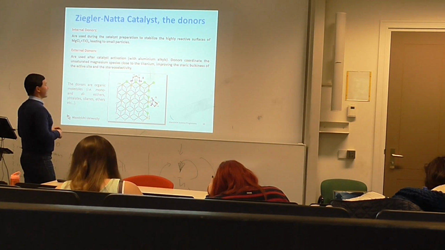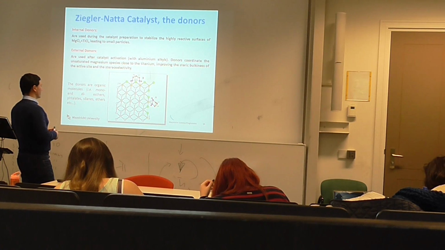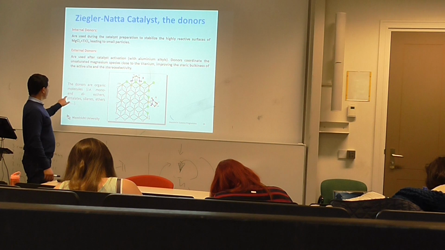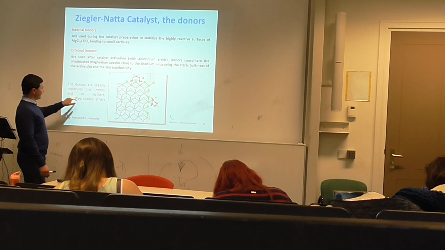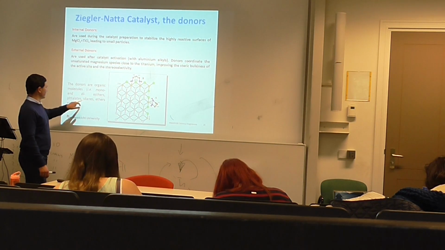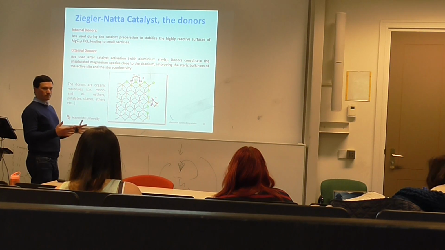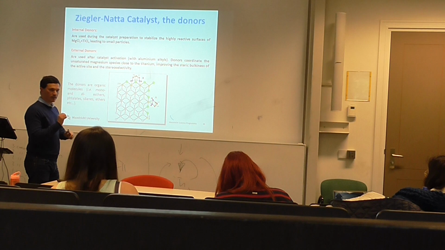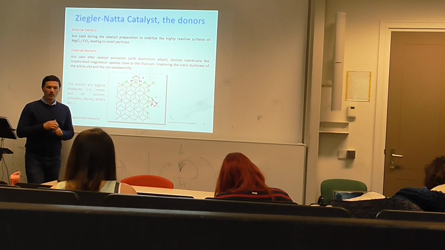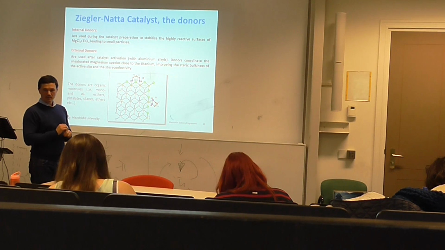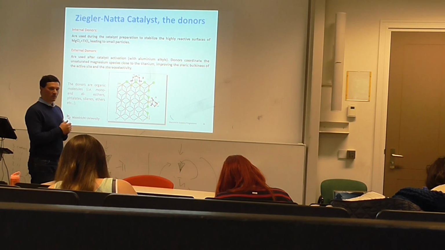So the donors are simple organic molecules which contain donor atoms, generally oxygen. For example, mono and especially diesters, phthalates, silanes, and ethers. What do they do? They basically sit over the magnesium chloride, which will lead then to, let's say, wrong or bad active sites. So they suppress some of the bad sites.